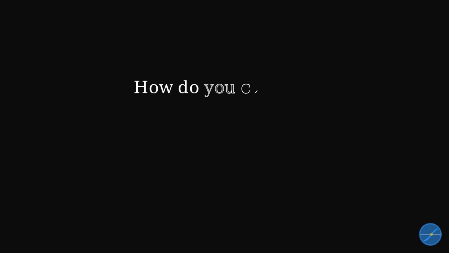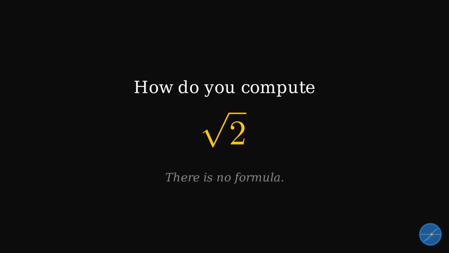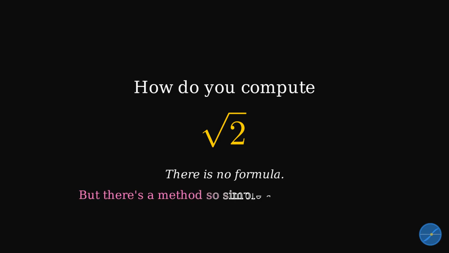Here's a question that sounds simple. How do you actually compute the square root of 2? And the surprising answer is there is no formula, no neat sequence of operations hands you the exact value. But there is a method so simple a child could do it, and so powerful that it never fails.